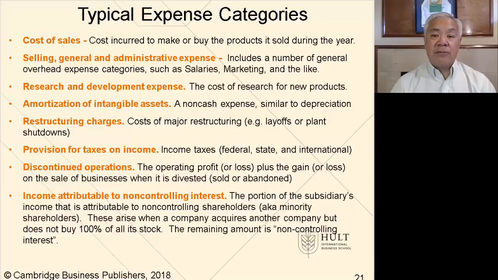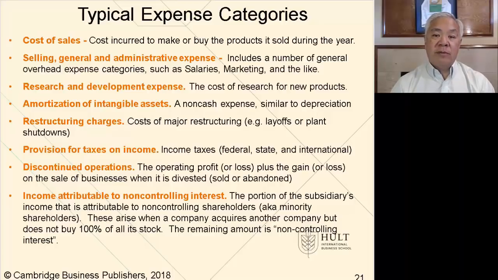Next would be discontinued operations. Again, we'll look at this in more detail a little bit later, but this is when a company has decided to exit a line of business. It must show that as a separate set of line items on the bottom of the income statement. You cannot mix it all together, and again, we'll talk about this in a moment.